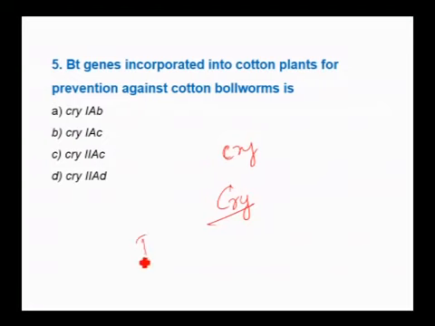Cry1AC and 2AB for cotton bollworm and Cry1AB for corn borer. So here Cry1AB for maize corn borer, hence it is not the option. So Cry1AC is there. Cry2AC is not the option. Cry2AD is also not the option, hence the correct option is Cry1AC. So it is active against cotton bollworm.